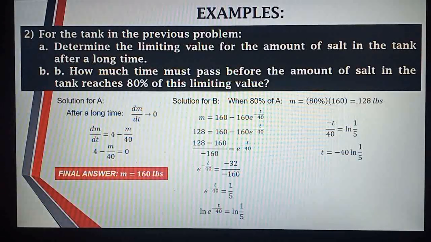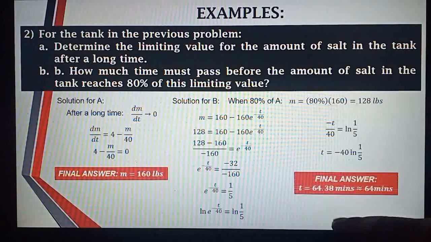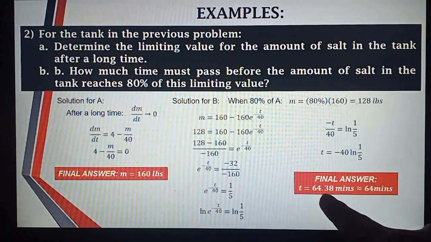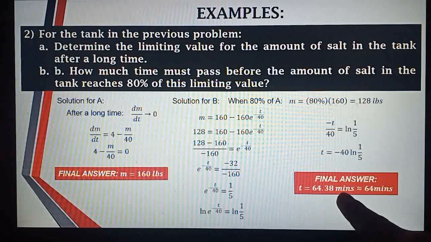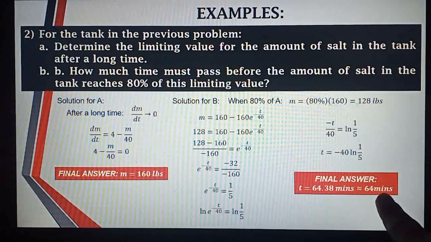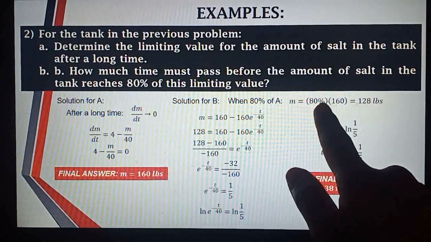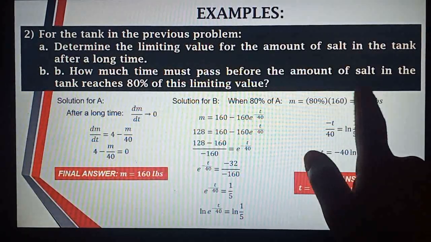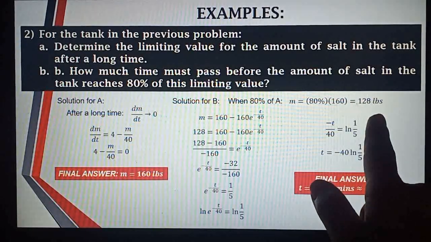If we compute negative 40 ln of 1 over 5, that will be 64.38 minutes, or approximately equal to 64 minutes. So after 64 minutes, the content of the tank is 80% of the limiting value, which is 128 pounds.